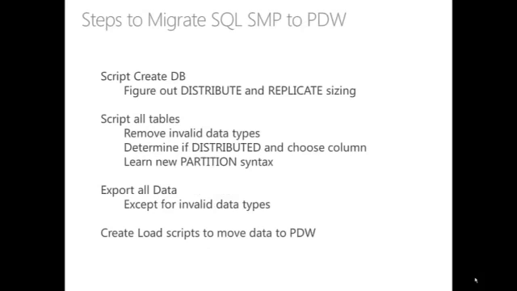So if you need to move your database over, what you would have to do is create your database, figure out what that sizing should be for the distributed and replicate portions of the database, script every table one by one, removing invalid data types, determine the table type you wanted, learn new partition syntax if you need it, export all the data except for those invalid types, and create load scripts. That's a lot of work, especially if you have a large number of tables. But the thing is, it's also logical work, and it can be done programmatically, which is what we've done.